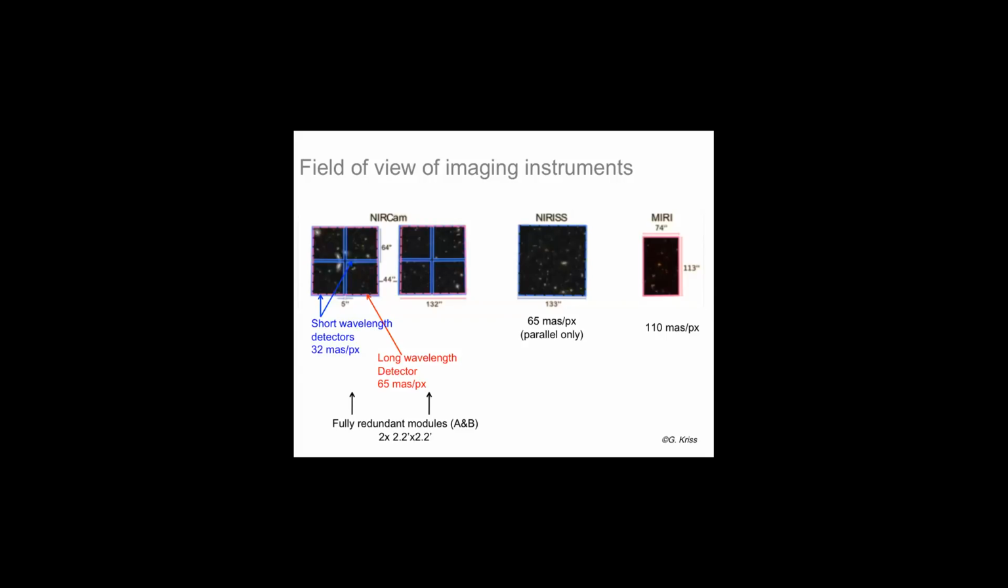So you might want to use jittering to improve the sampling, as we will see in a minute. NIRISS is similar to the long wavelength detector on NIRCam, with the same field of view, 2 by 2 arc minutes, and the same pixel scale as well. MIRI has a rectangular field of view about half the size of a single module on NIRCam, and it is sampled at Nyquist beyond 7 microns.